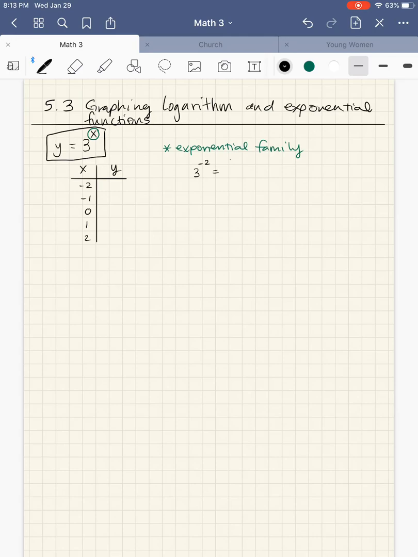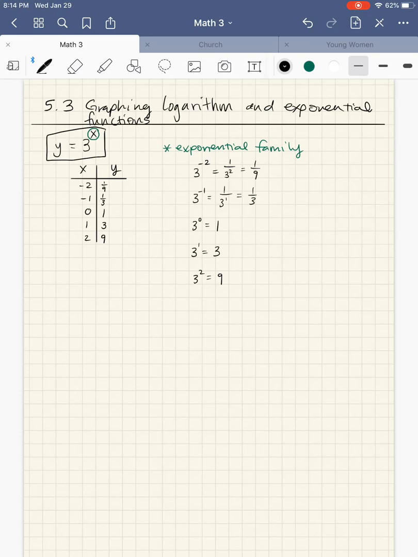And 3 to the -2 power is the same as 1 over 3 to the +2 power, which is 1 over 9. So when I plug in -2, I get 1/9 out. What if I plug in -1? I think that's 1 over 3 to the +1, which is 1/3. What if I plug in 0? Anything to the 0 power is 1. So if I plug in 0, I get 1. And what about 3 to the 1 power? That would be 3. And 3 squared would be 9.